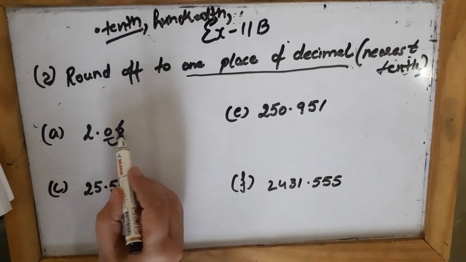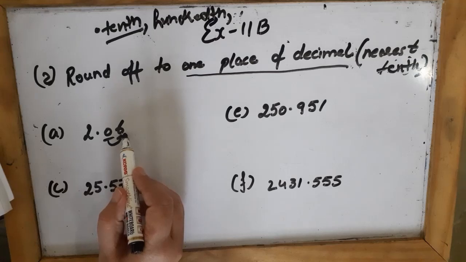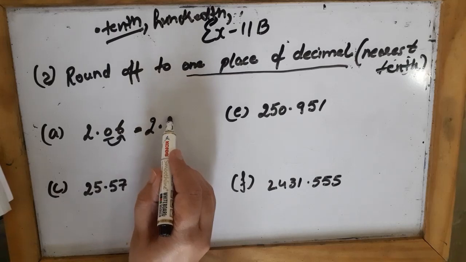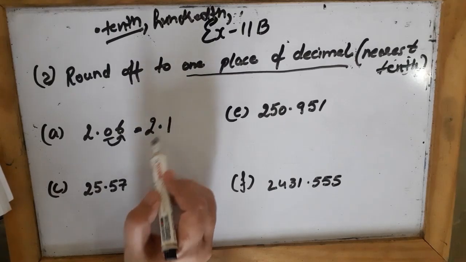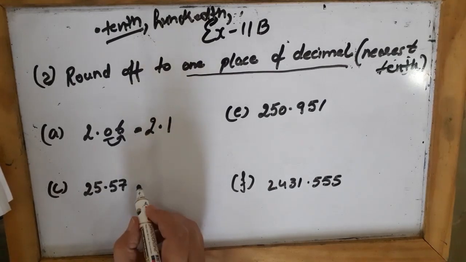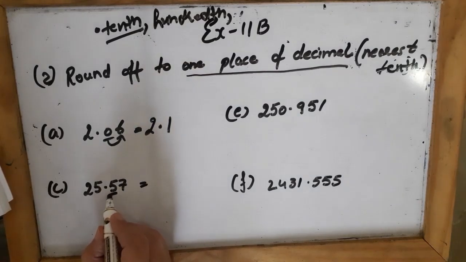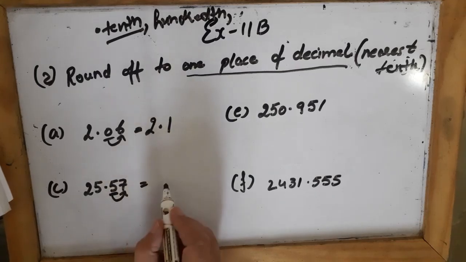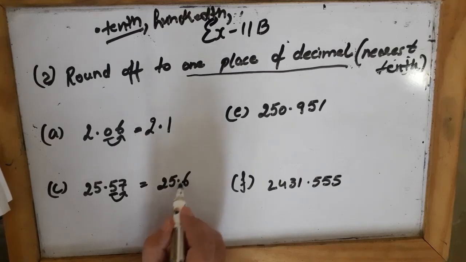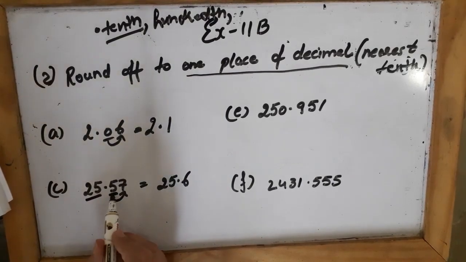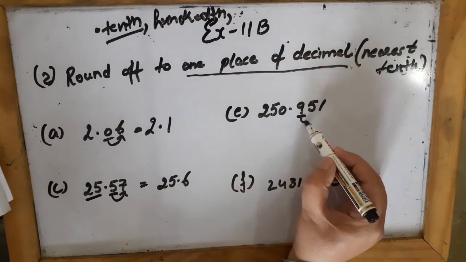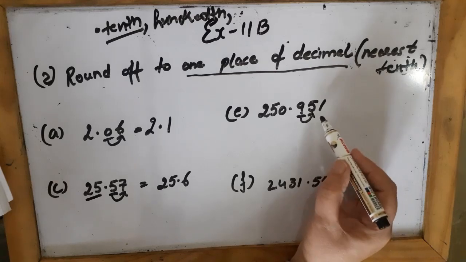So you can see at the 100th place it is 6, which is more than 5. It means 0 will become 1. This 0 will become 1. Okay, 2.1. And then come to here, this is the 10th place, and to the right of the 10th place at the 100th place it is 7, which is more than 5. It means this 5 will become 6, and the whole part will remain the same. So 25.6.